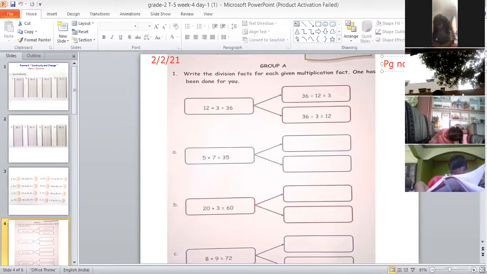Page number 12 of your math course book, children. Page number 12. Okay. We'll start now. We have done this earlier also. What we have to do, we have to write the, okay, wait. I'll ask you to read.